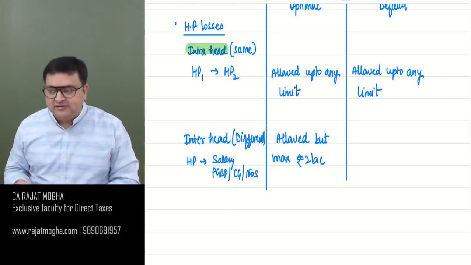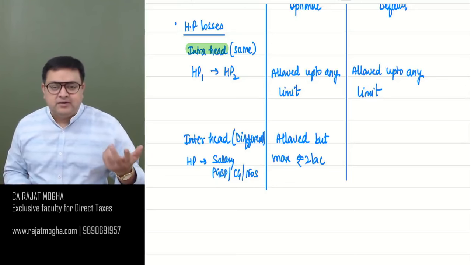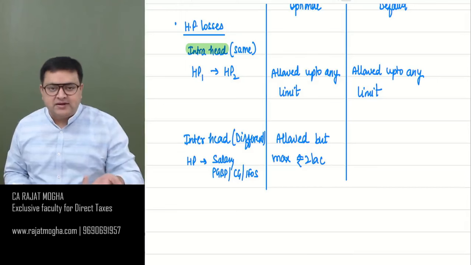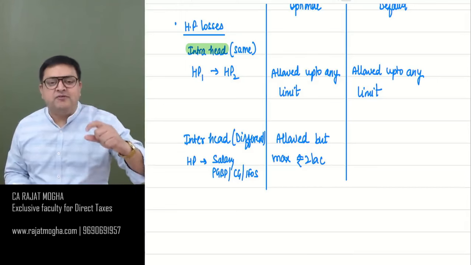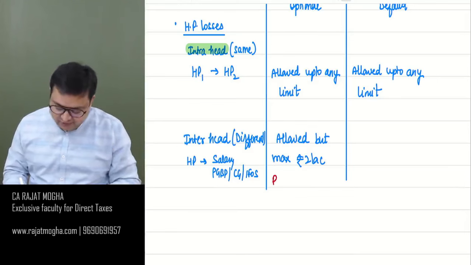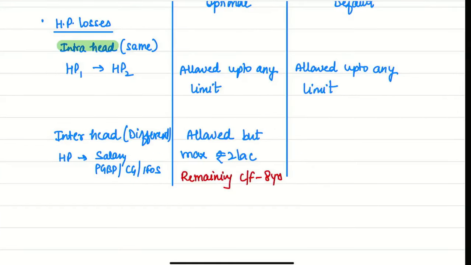You can set it off from other heads also, but maximum 2 lakh. And if still there is a loss, let's say house property has a loss of 2 lakh 40,000, so we can set it off from salary, PGBP, etc., maximum 2 lakh. So what about the remaining 40,000? That will be carried forward, and can be carried forward for 8 years. Correct, Kishore. Remaining would be carried forward.